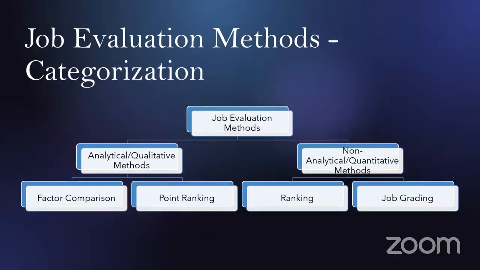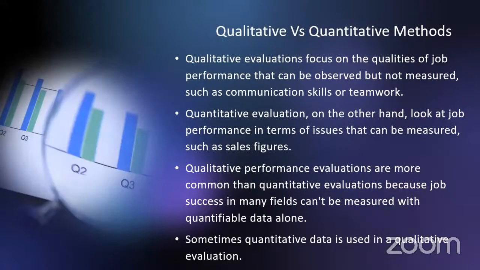Job evaluation methods will have two basic categories. We have the analytical or qualitative methods, and then we have the non-analytical or quantitative methods. Under the analytical method, we have the factor comparison method and the point ranking method. Under the non-analytical or quantitative method, we have the ranking and job grading. So let's look at what each of them has to say.